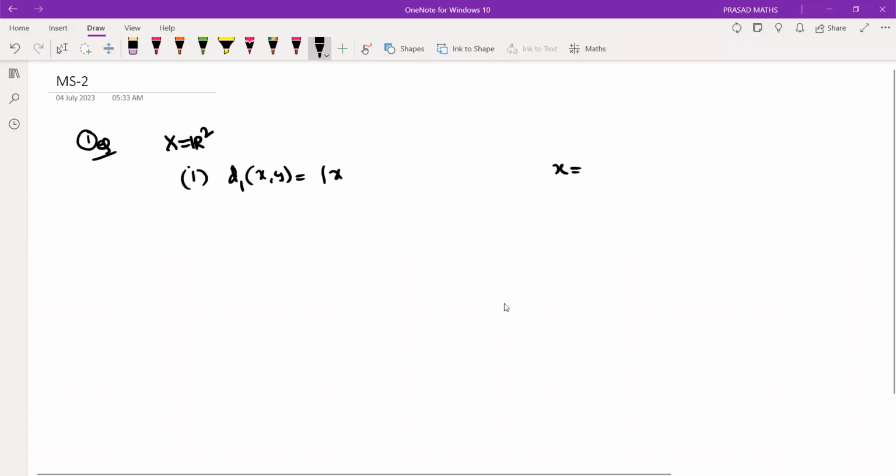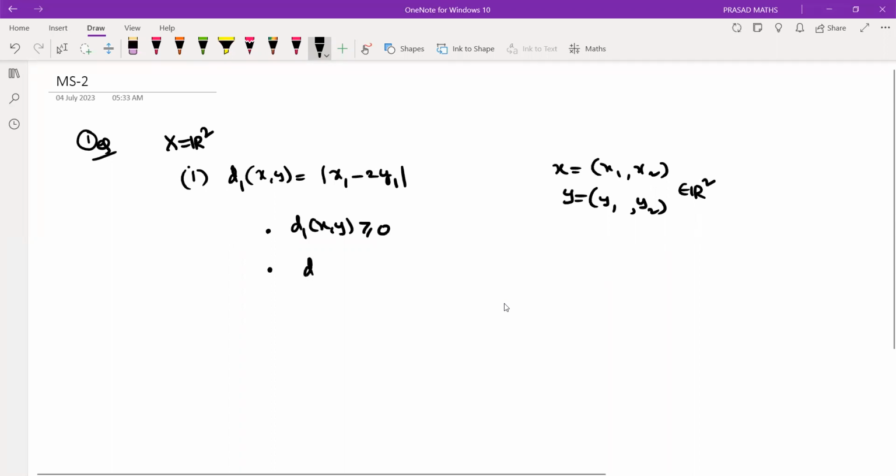Suppose let us take x equals (x1, x2) and y equals (y1, y2), which are elements of R2. My definition is d1(x, y) equals mod of x1 minus 2y1. The question is, is it a metric on R2 or not? There is no problem with non-negativity because the modulus is there, so d1 of x comma y should be non-negative.